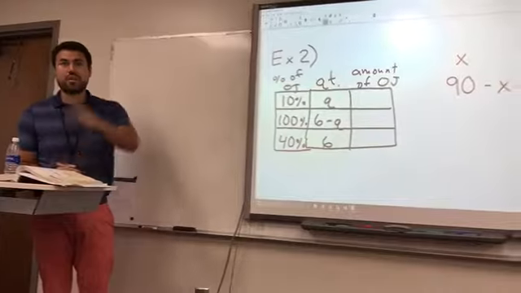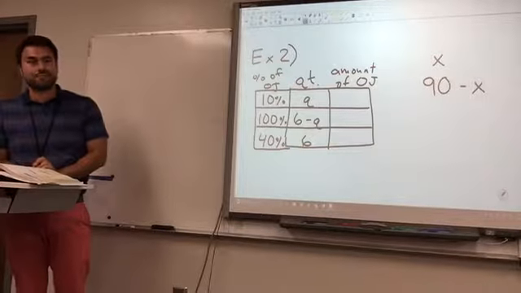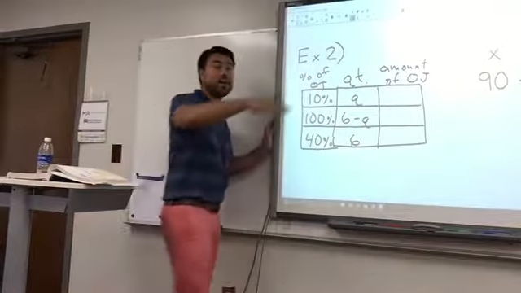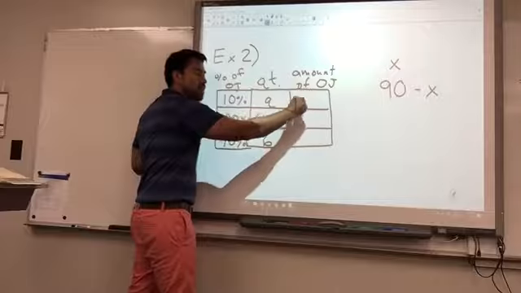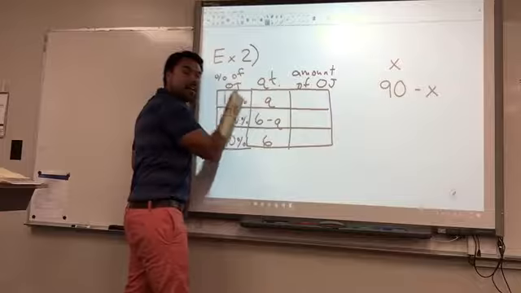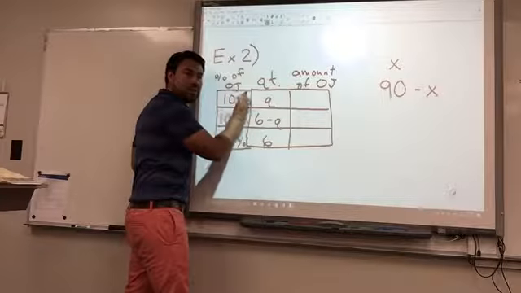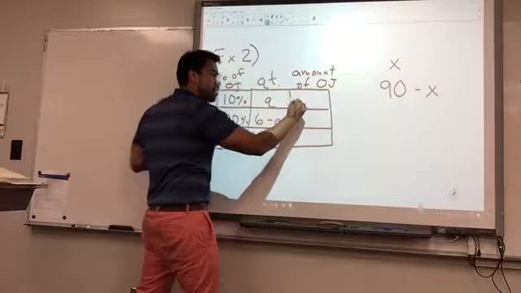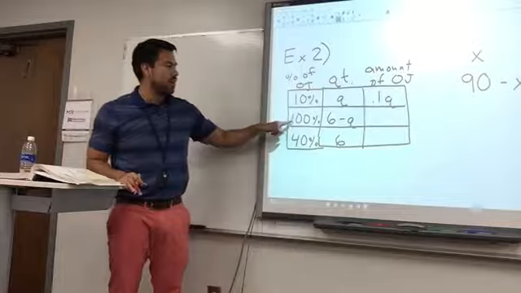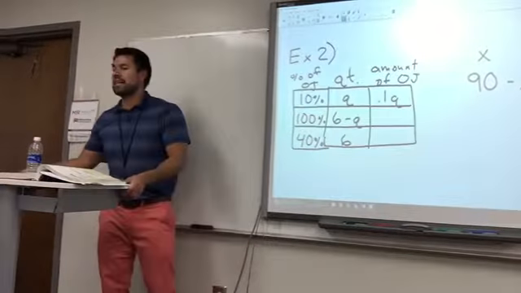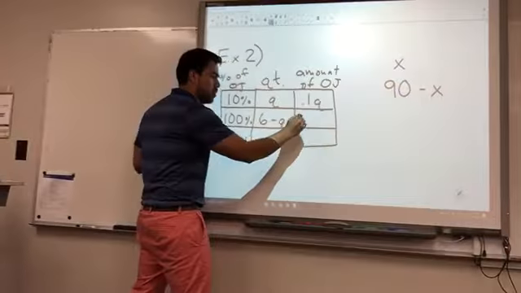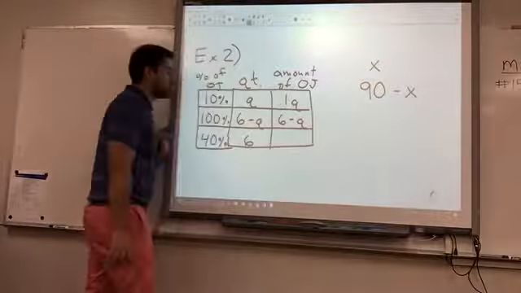Wait, what if it's the non-OJ? Go figure it out. But how do you find this column? What would be this column right here? And how do we write 10% as a decimal? 0.1. 0.1 Q is the amount of OJ. Remember how we multiply? What's 100% as a decimal? 1. What's 1 times 6 minus Q? 6 minus Q. So far, so good.